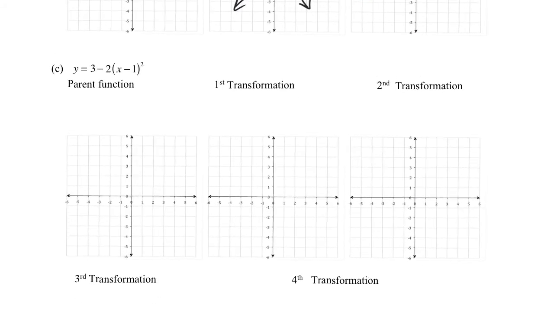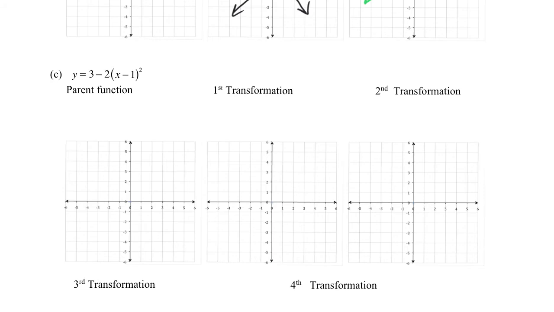Okay, so parent function. That's just our y equals x squared. So go ahead and graph that. And then let's do our first one, which is let's subtract 1 from the input. All right, so go ahead and pause. I'll give you a minute to sketch out your graph.